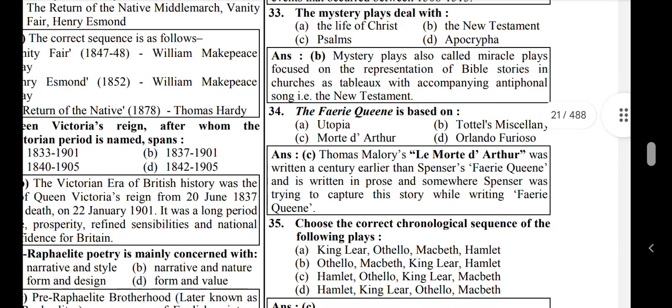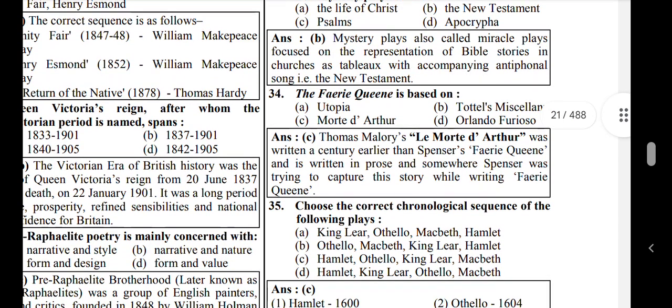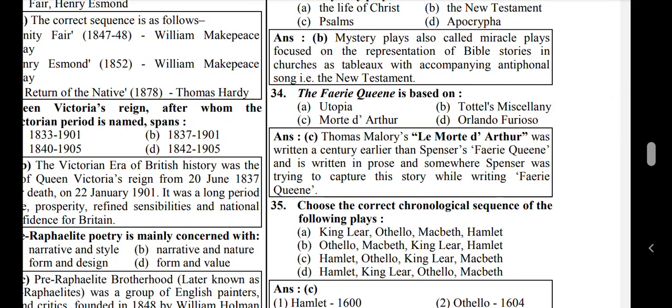The 34th question is, The Faerie Queene is based on option A, Utopia; option B, Tottel's Miscellany; option C, Morte d'Arthur; option D, Orlando Furioso. The right option is C, Thomas Malory's Le Morte d'Arthur. See, The Faerie Queene was based on Thomas Malory's Le Morte d'Arthur, which was written a century earlier than Spenser's Faerie Queene, and is written in prose, and somewhere Spenser was trying to capture this story while writing The Faerie Queene.